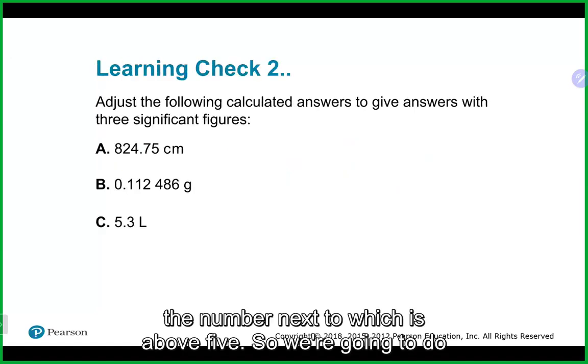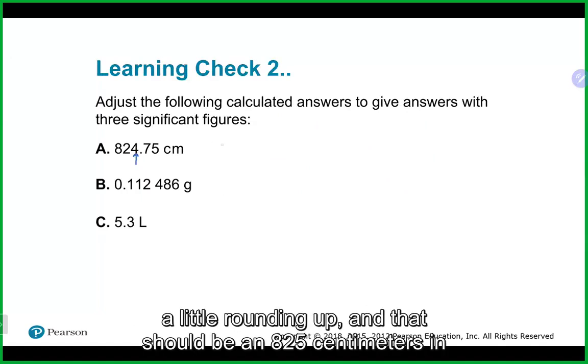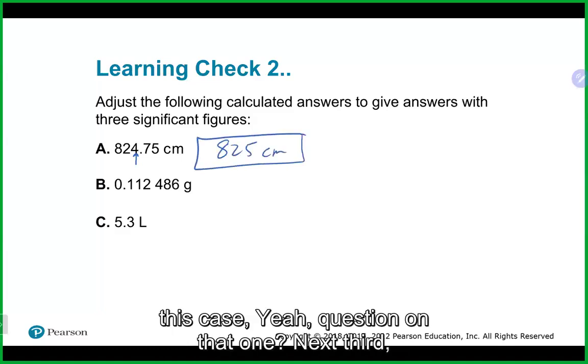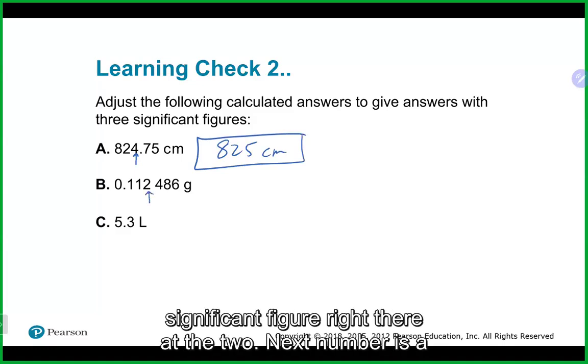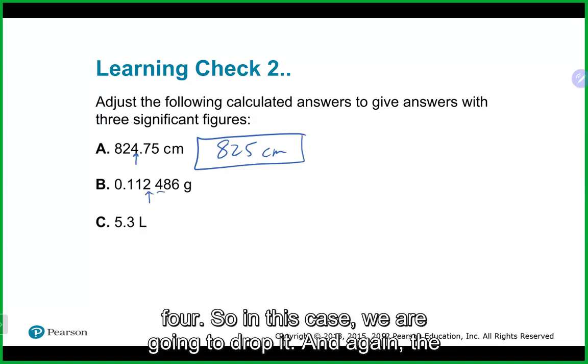All right. The number next to it, which is above 5, so we're going to do a little rounding up, and that should be 825 centimeters in this case. Question on that one? Next, third significant figure right there at the 2. Next number is a 4. So in this case, we are going to drop it.